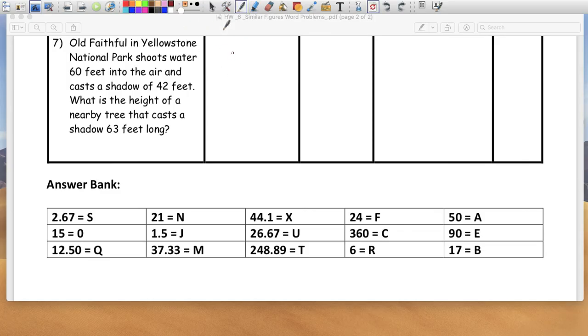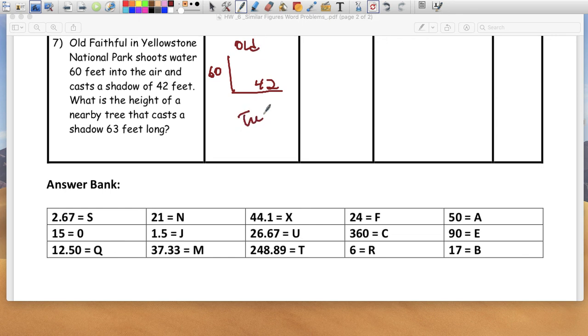We have Old Faithful, Yellowstone National Park. Okay, so 60 feet in the air. It shoots water from the ground up. It's a pretty nice show to watch. Never seen it live, but on YouTube it looks pretty cool. So it shoots up 60 feet of water into the air and casts a shadow that's 42. Okay, so this is the Old Faithful.